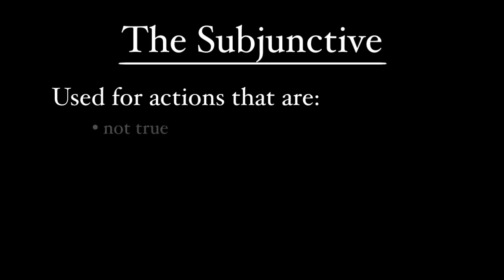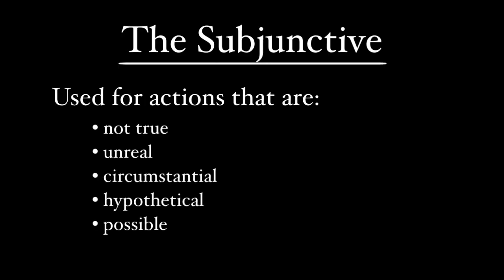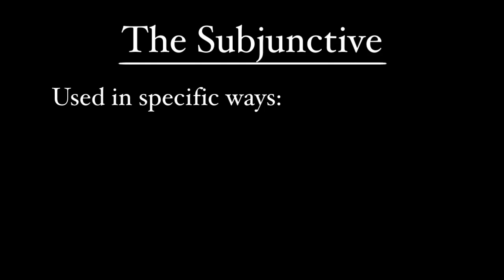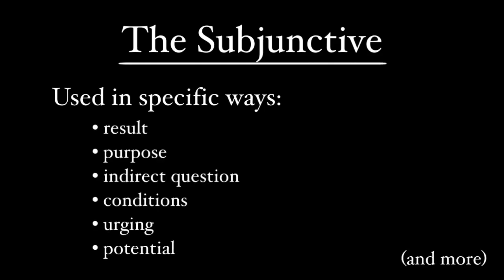The subjunctive mood in Latin is used for actions that are either not true, unreal, of a general circumstance, hypothetical, possible but not quite real, or hoped for, but may or may not come true. To make things easier, Latin utilizes the subjunctive in only very specific and easily classifiable uses. For example, the result of an action will use the subjunctive mood, as does the purpose.